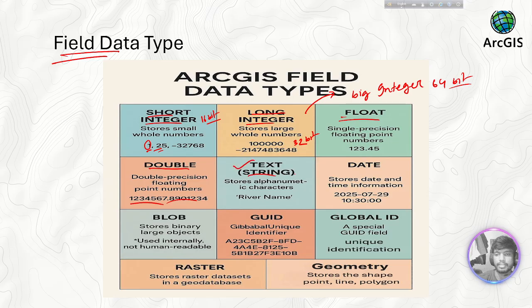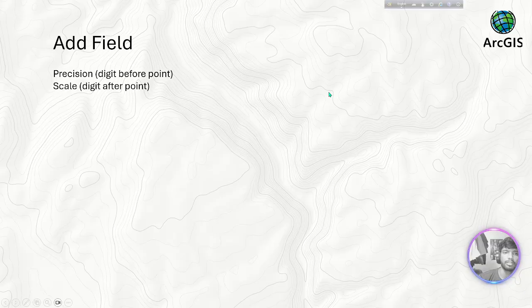Then there are text, string, date, blob, GUID and global ID. These are all raster types. And geometry means the vector we discussed before: point, line, polygon. These are the field data types, right? And next is how we add a data type.